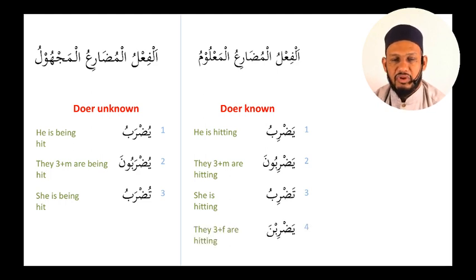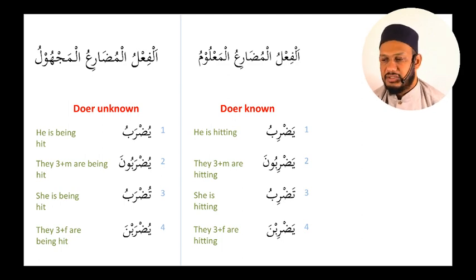Next one. Yadribna. They, group of females, are hitting. If I make the Majhul version, it becomes what? Yudrabna, which means they 3 plus females are being hit. Okay. Now let's say these 4. Let's say the ma'loom one first, the one on the right first. Altogether, yadribu, yadribuna, tadribu, yadribna.